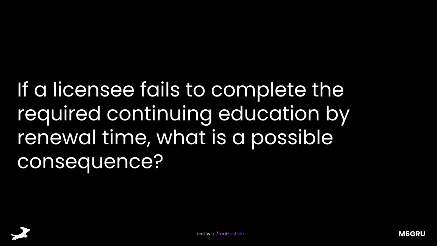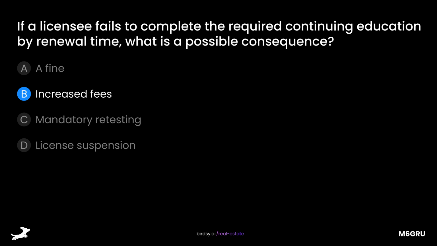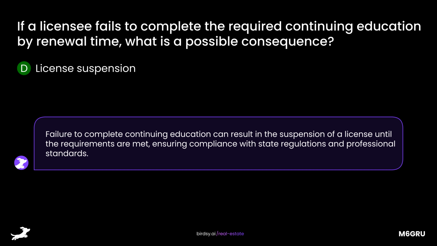If a licensee fails to complete the required continuing education by renewal time, what is a possible consequence? Is it A, a fine, B, increased fees, C, mandatory retesting, or D, license suspension? The answer is D, license suspension. Failure to complete continuing education can result in the suspension of a license until the requirements are met, ensuring compliance with state regulations and professional standards.